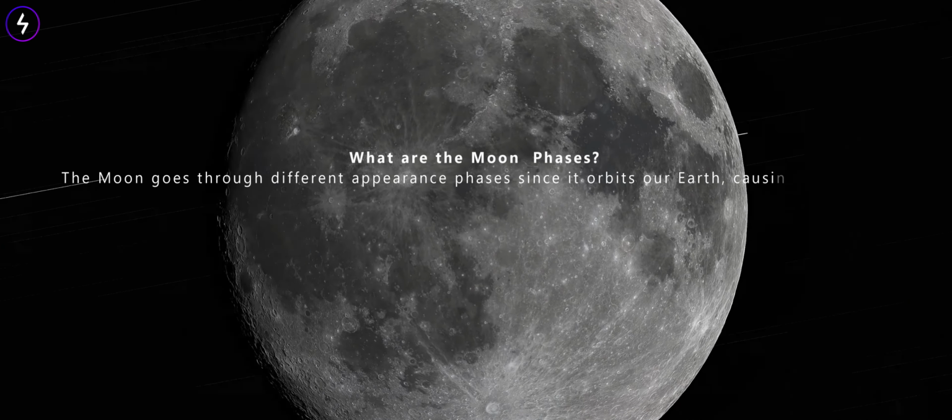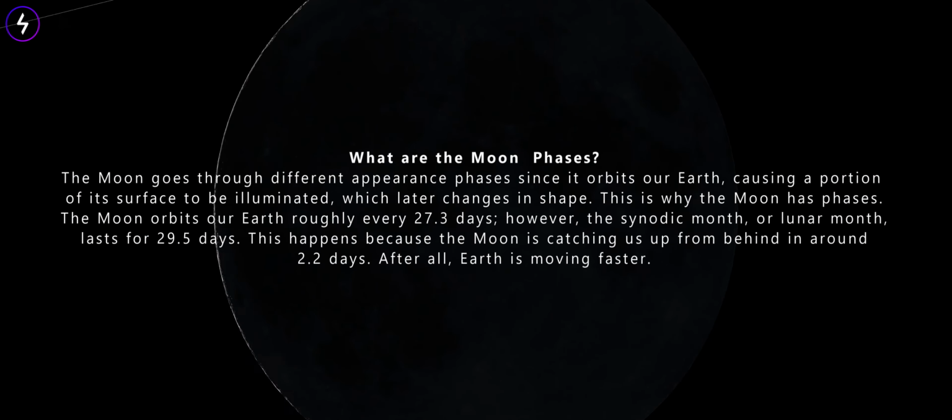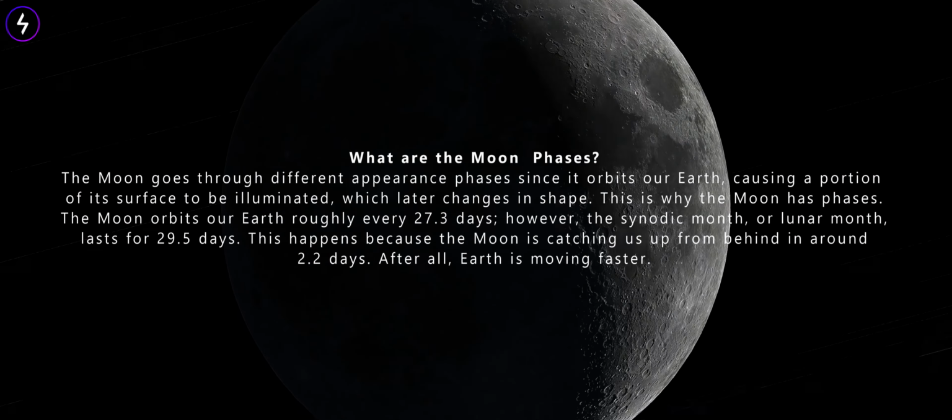What are the moon phases? The moon goes through different appearance phases since it orbits our Earth, causing a portion of its surface to be illuminated, which later changes in shape. This is why the moon has phases.